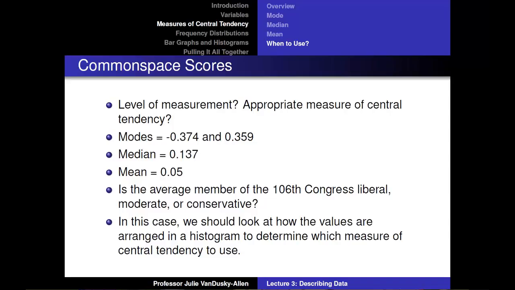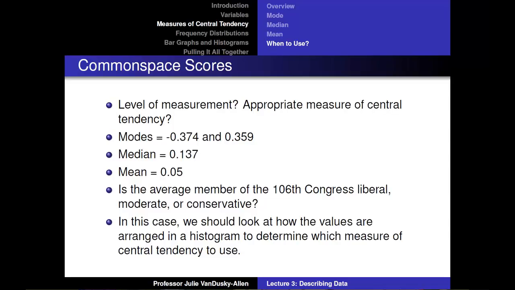However, the mode, median, and mean tell us different things about the typical value of the variable. According to the modes, the typical members of the house are either liberal, with a score of negative 0.374, or conservative with a score of 0.359. According to the median, the typical member is moderately conservative with a score of 0.137. And according to the mean, the typical member is moderate with the value of 0.05. So which one is correct?